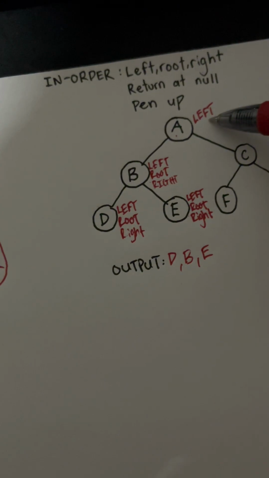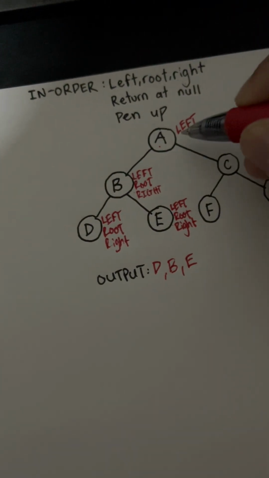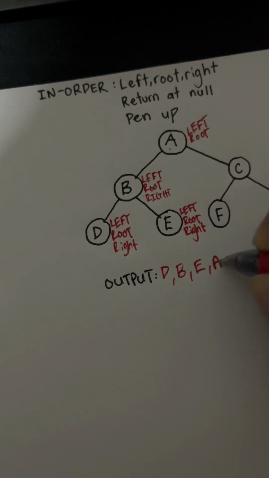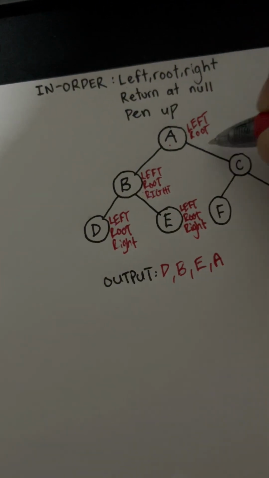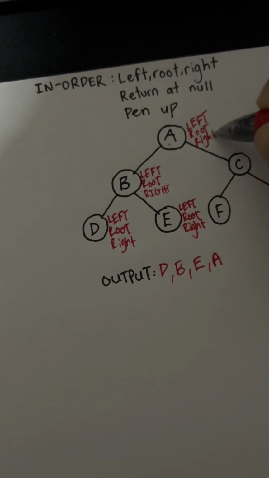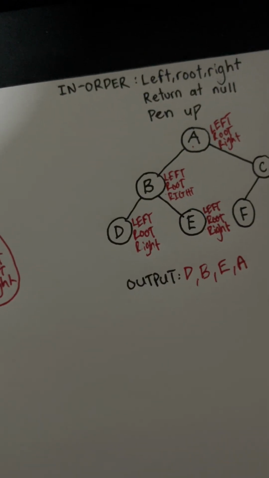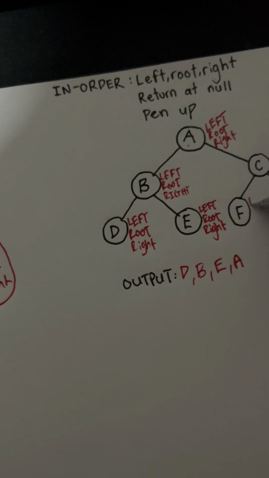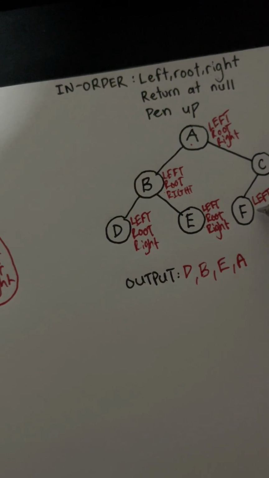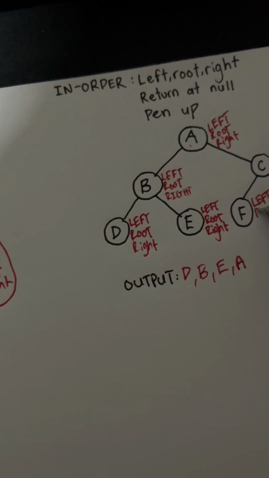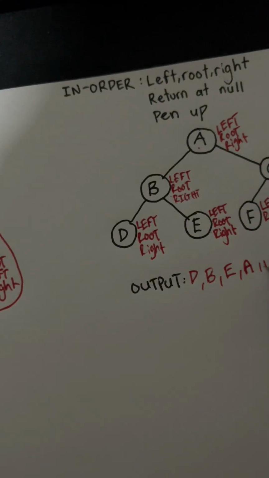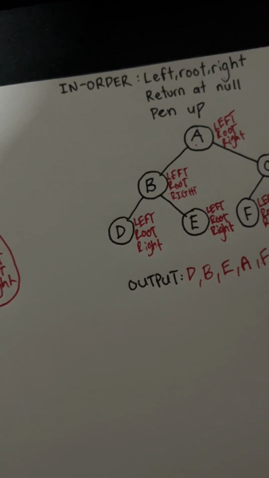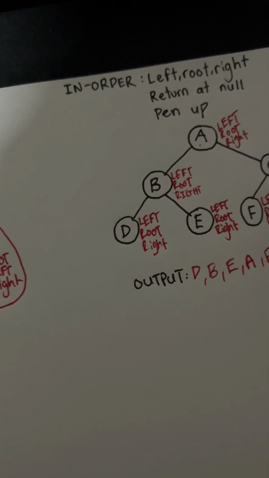Here it is left. Next step is root. So print. Then next step is right. Go right. Left, go left. Left we cannot, so return, and then root. Then try to go right, we cannot, so return. Everything is done here, so return back to where we came from.